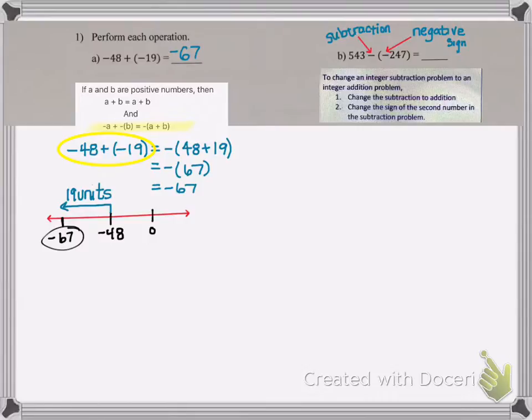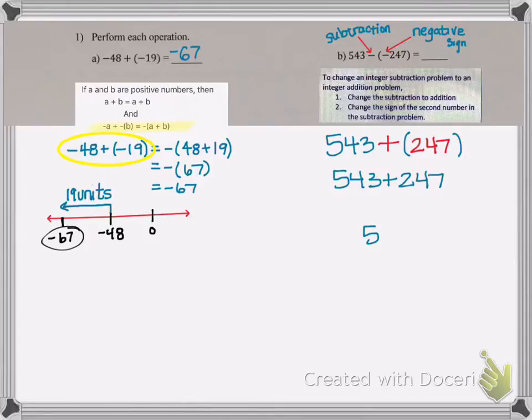So the first step says to change the subtraction to addition. So this becomes 543 plus. Then I'm going to change the sign of the second number. Well, the second number was negative 247, so it's just going to be positive 247. So really all I'm doing is adding 543 plus 247. And I get 790.